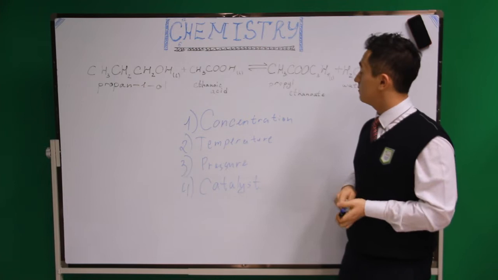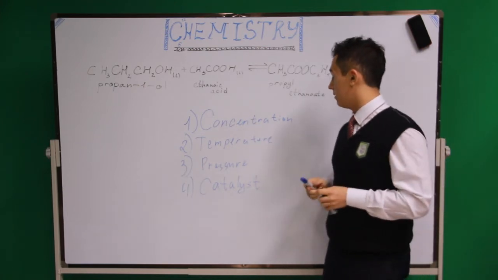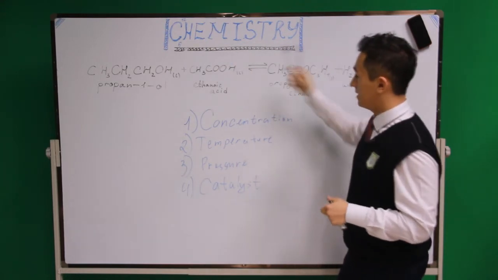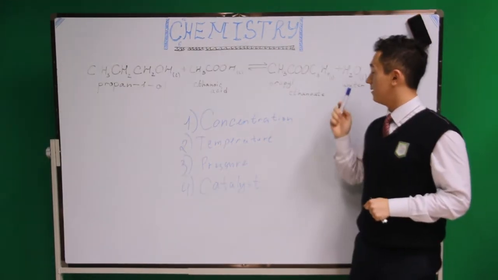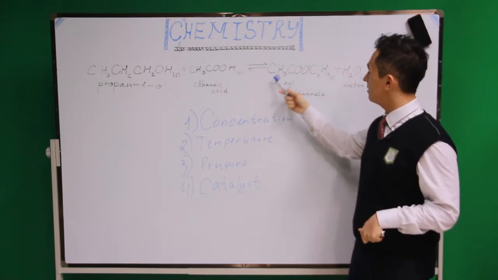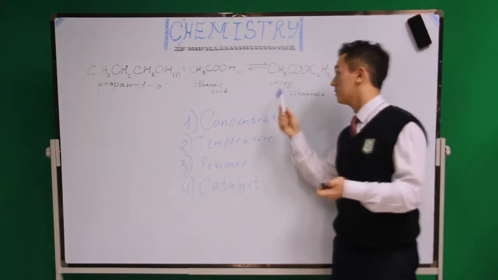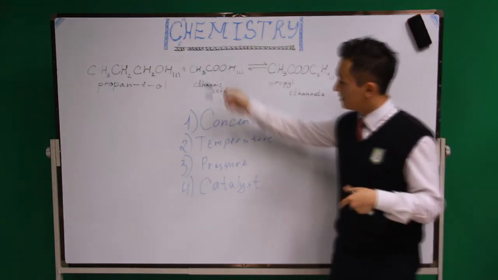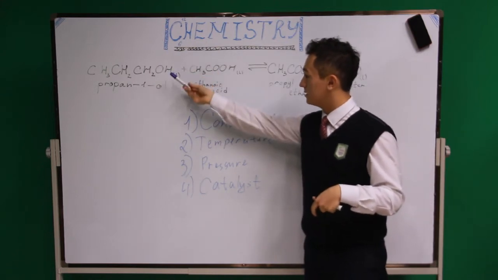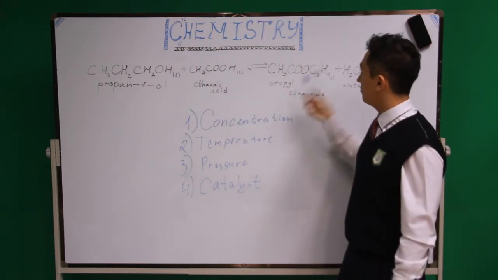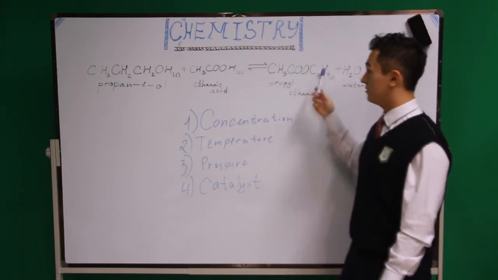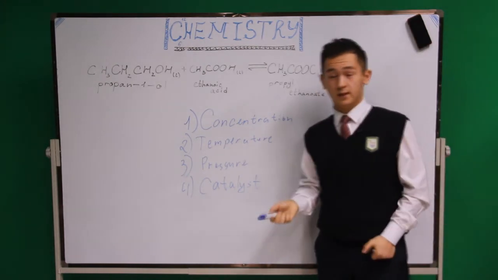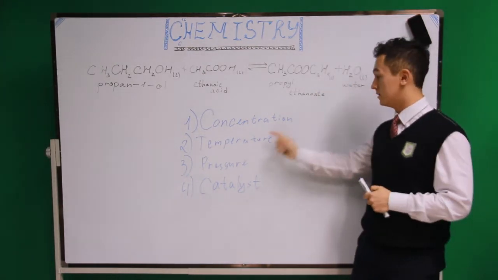So, let's begin from the simplest one. First one is concentration. Looking at this reaction, if we increase the concentration of a product, consequently it will shift to the left. In a reversible process, if we decrease the concentration of reactants, the reaction will shift to the left, and if we decrease the concentration of products, the reaction will shift to the right. It's very easy to understand, and let's go to the second part.